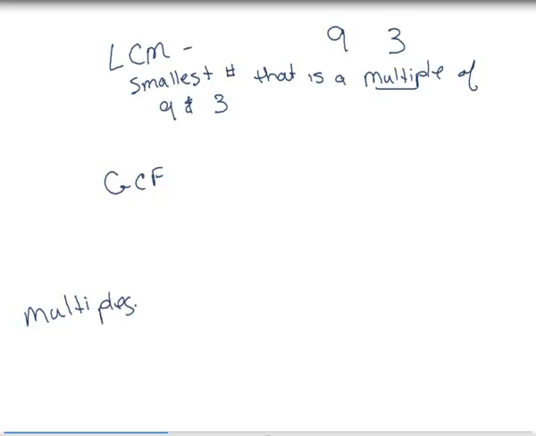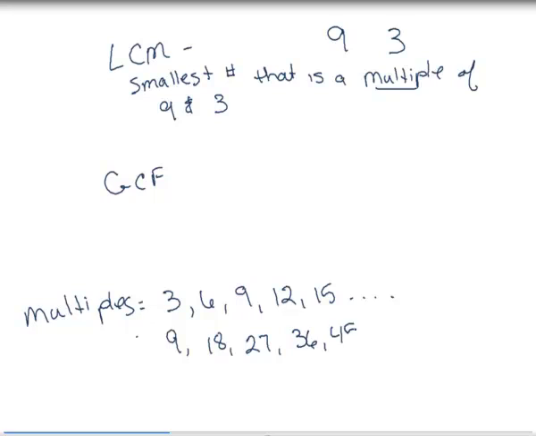The multiples are the numbers that you get when you multiply a number. So the multiples of 3 are the numbers you get: 3 times 1, 3 times 2, 3 times 3, 3 times 4, 3 times 5, and so on. Those are the multiples of 3. The multiples of 9 are the same thing except when you multiply 9. 9 times 1, 9 times 2, 9 times 3, 9 times 4, 9 times 5, and so on.